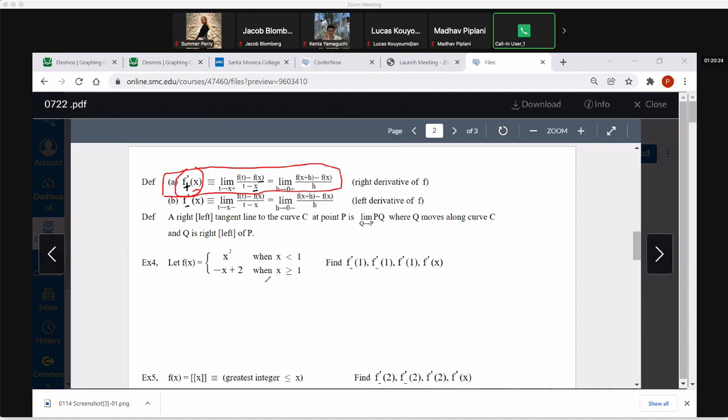Now the right derivative is almost the same as the regular two-sided derivative, but we have t approaching x plus. Or in the h version, it's h approaching 0 plus. That's called the right derivative.